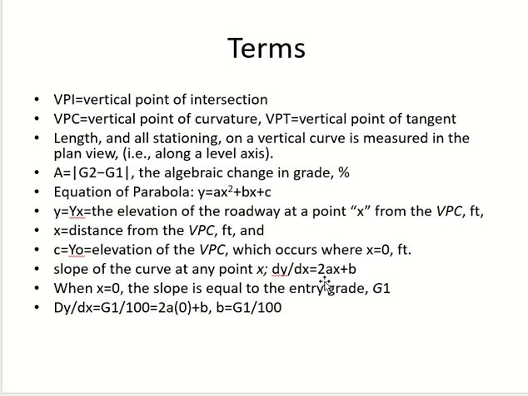So this is the gradient. I'll put x equals 0. When x is 0, this whole thing should be equal to G1. So 2ax, where x is 0, vanishes, and it remains b equals G1. Clear? So I found the value of b, which is the first gradient.